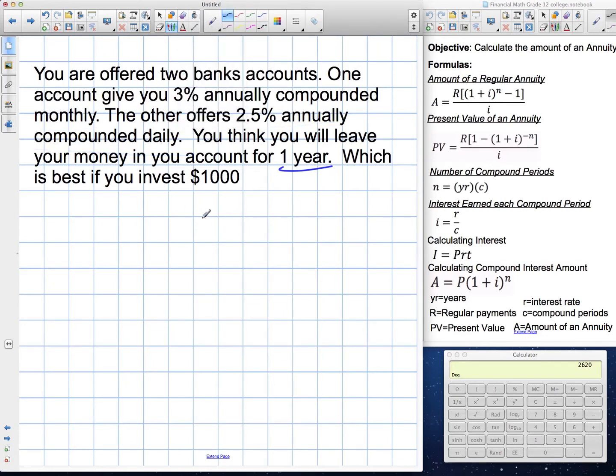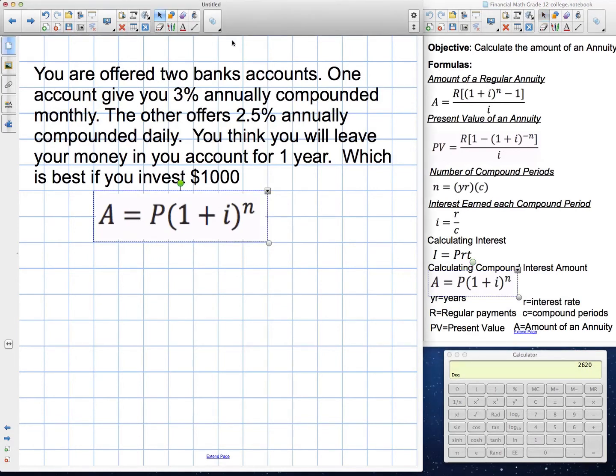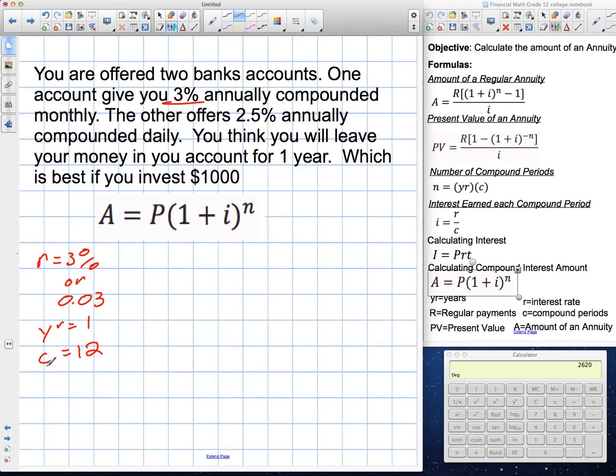Our actual formula is the compound interest formula. We're trying to find A. We need to write down what our variables are for each. I'll do the first one in red. R is 3%, also known as 0.03. We have to divide that by 100. Our years are just 1. Our compound period is monthly, therefore there are 12 months in 1 year, because it's annual. Also, our principal is $1,000.